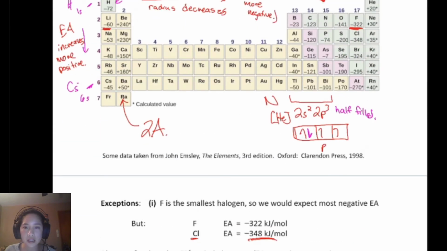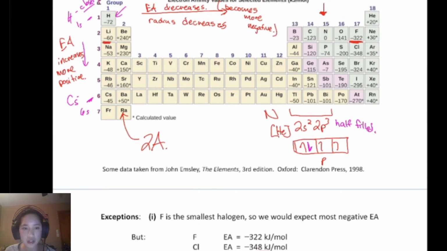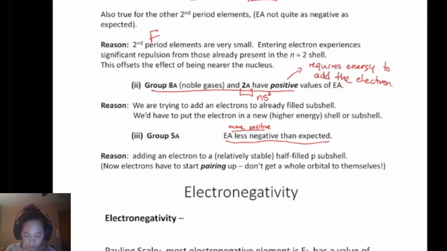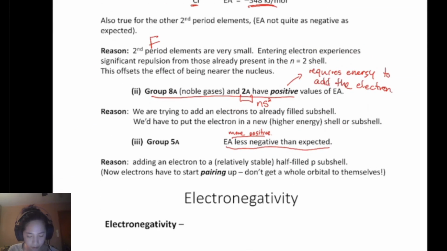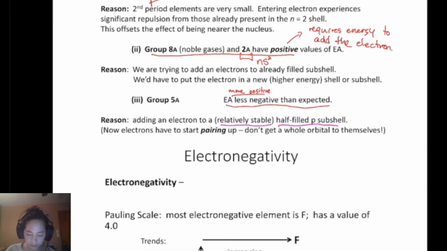Again, these are the same reasons we talked about for ionization energy. So it still holds true. You have to think about half filled versus completely filled, what energy is required to break the stability given when you have a fully filled or half filled orbital. All right, so what did I actually write for my reasoning? Adding an electron to a relatively stable half-filled p subshell requires more energy to essentially break that half-filled subshell. Okay, great.